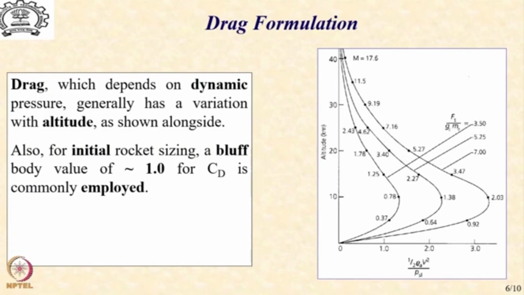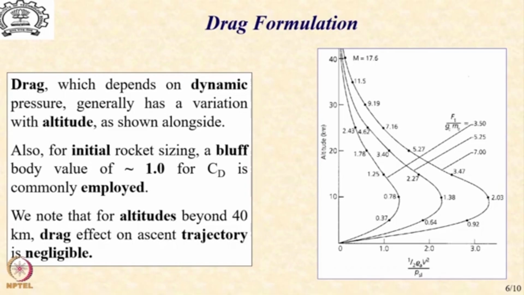But for initial sizing purposes, particularly as the rocket is treated as an axisymmetric bluff body moving in axial direction, generally a bluff body drag coefficient value of 1 is employed, which is considered to be adequate for initial sizing purposes.